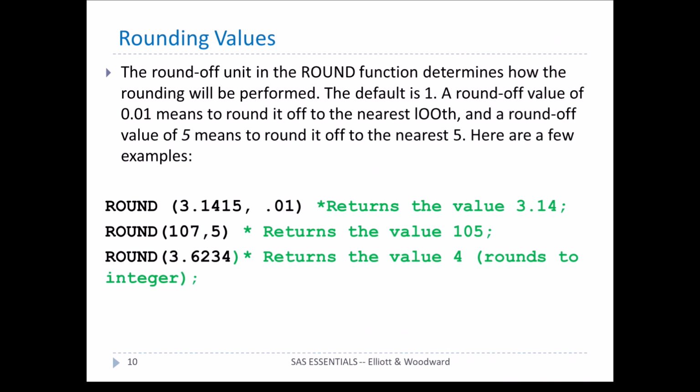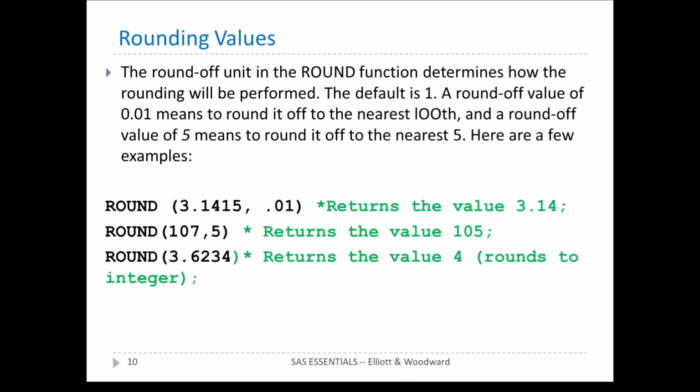Rounding values uses the round function. So the round off value determines how the rounding will be performed. The default is always 1. A round off value of 0.01 means to round off to the nearest hundredth, and a round off value of 5 means to round off to the nearest 5.